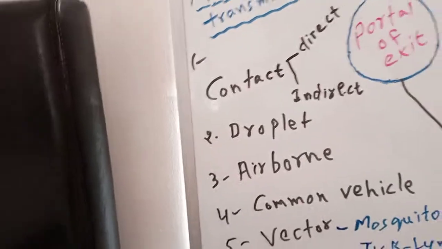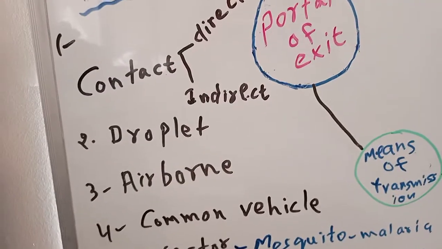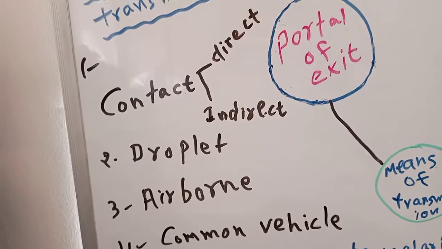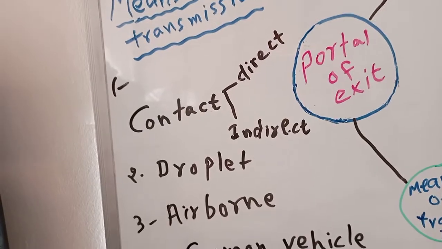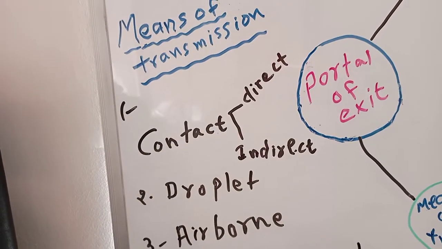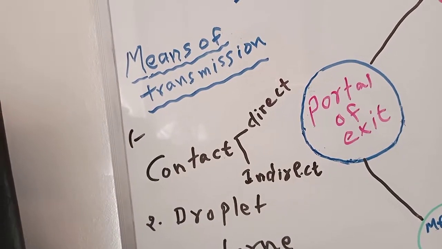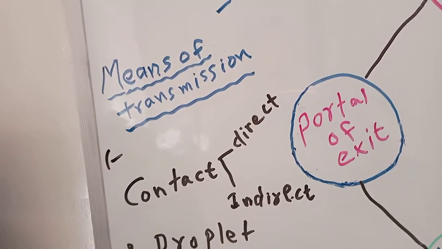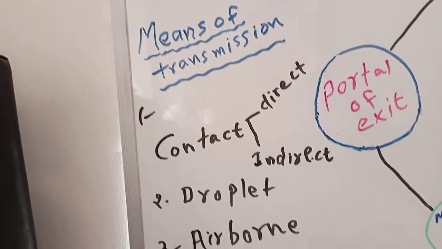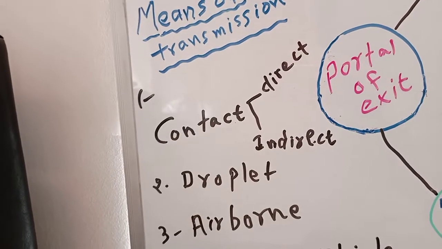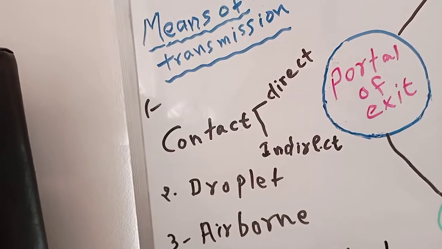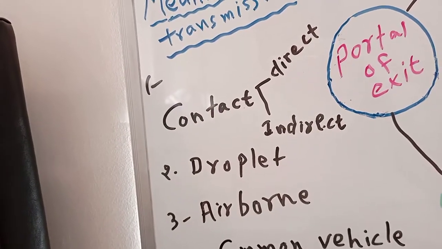Next is common vehicle. Common vehicle transmission involves a common source that causes multiple cases. This type of transmission is caused by contaminated items such as food, water, medication, devices, and equipment. Examples of this are foodborne illnesses such as salmonellosis and listeriosis, which can occur by ingesting food, for example chicken or hot dogs, which are contaminated with these infectious agents. Some agents are inactivated in the gastrointestinal tract, many others are not.